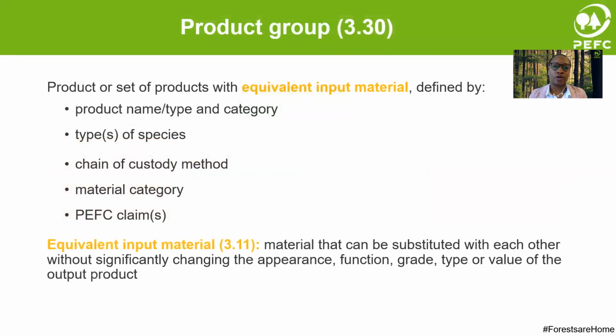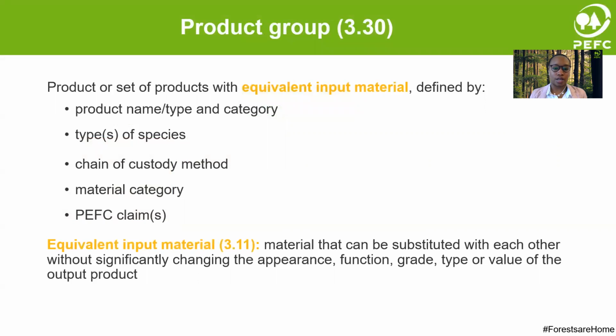So according to section 3.30 of the standard, a product group is defined as a product or set of products with equivalent input material, which can be defined by product name, type and/or category, the types of species, the chain of custody method that is applied, the material category, and the PEFC claim. And what is equivalent input material? This is material that can be substituted with each other without significantly changing the appearance, function, grade, or value of the output product.